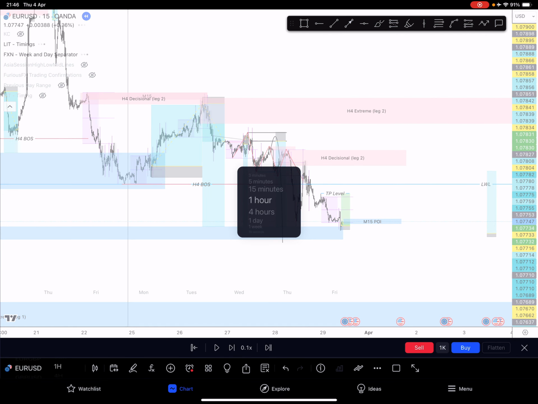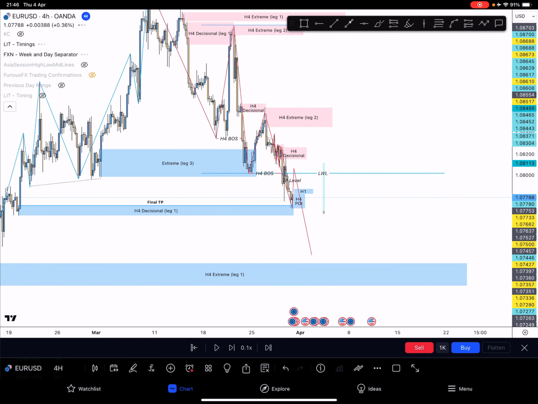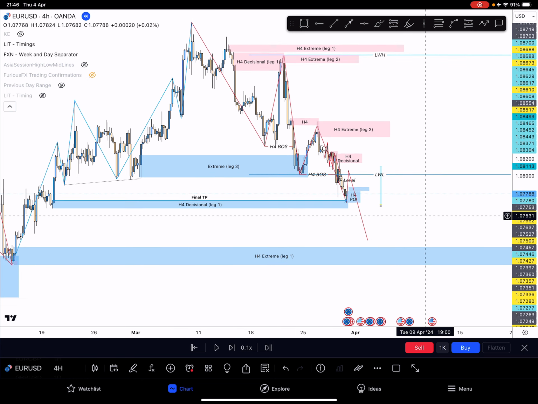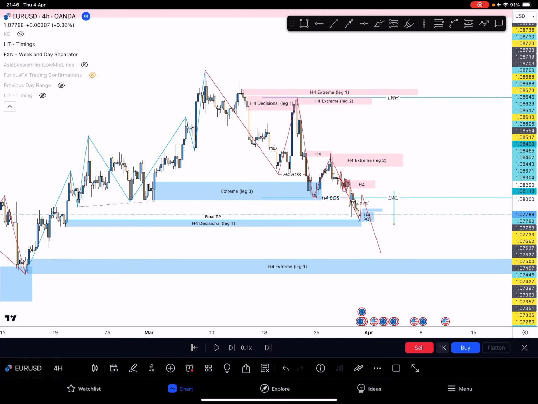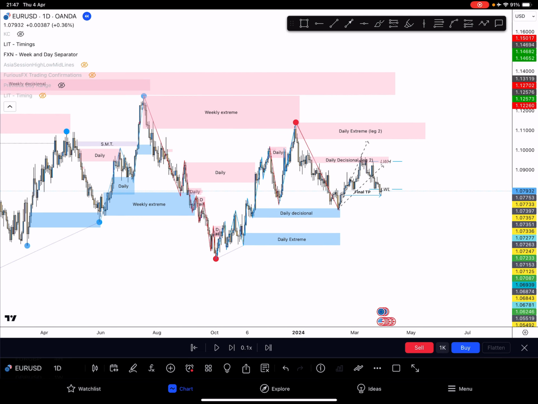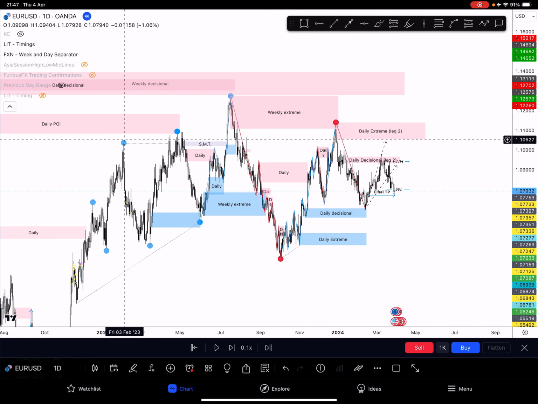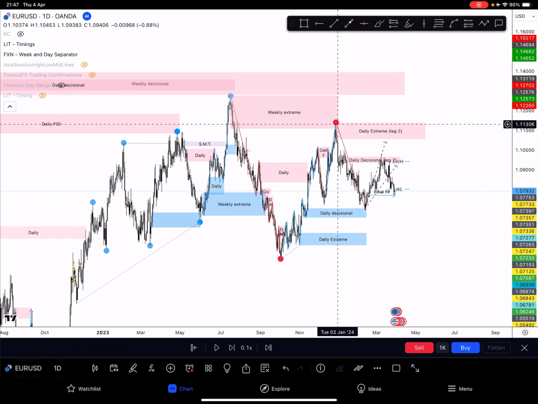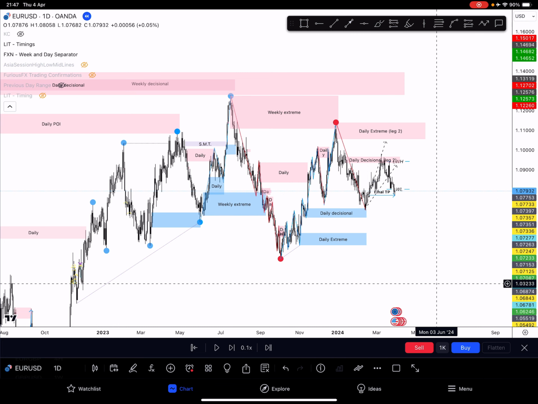Let's go back to where we started, because now the idea has played out. You see, we have reached final TP on the idea. That doesn't mean that this thing cannot continue to go down. Obviously, it can, because if you look at the daily, look, higher high, higher low, higher high, higher low, higher high, higher low, higher high, lower low, lower high. What do you expect? Probably a lower low, right?